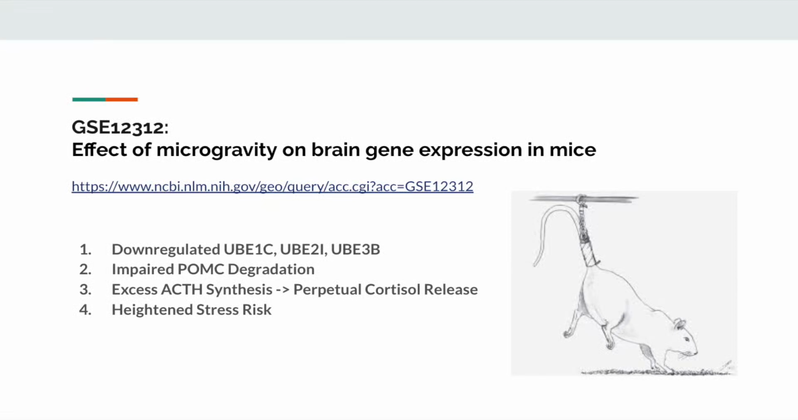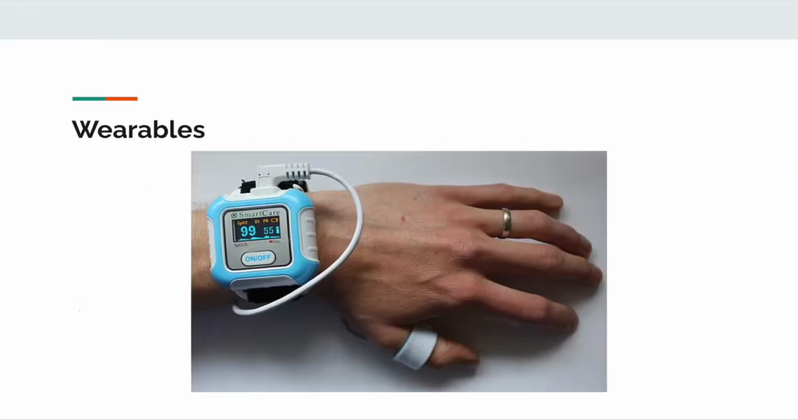Therefore, since cortisol and the fight or flight response are perpetuated, there is a heightened stress risk. Because microgravity prolongs cortisol release and therefore the fight or flight response, astronauts are extremely vulnerable to stress. Therefore, wearables should constantly monitor astronauts' mental state levels and help manage stress when appropriate.